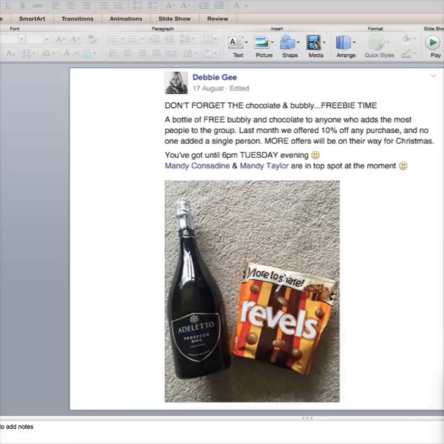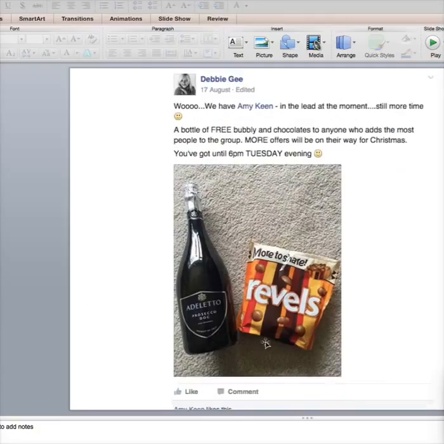Well, this one really, really went down well. All of a sudden, hundreds and hundreds of people started being added. And then I put the two top names there. I never said how many they added, because otherwise that would put off the people that put 20 and 30 in the group. And of course, they bring as much value as the ones bringing the larger numbers. This is the next advert, somebody else. We have Amy in the lead at the moment, still more time. So we're telling them there's loads more time left. More offers will be on their way for Christmas. So of course you're reminding them why they're in the group.